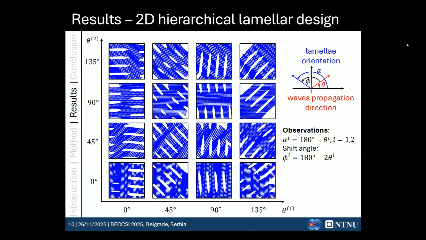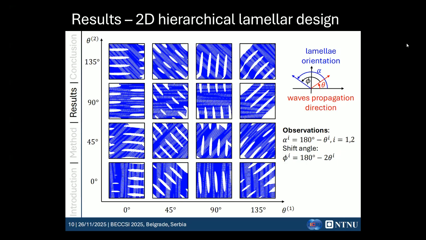Okay, after we have our methodologies, now we're looking at the results we have. This is the result we're showing, how the two-dimensional hierarchical laminar design looks. As a function of theta 1 for the level 1 thetas, and theta 2 for the level 2 thetas, we can easily get the representative 16 cases to show here.